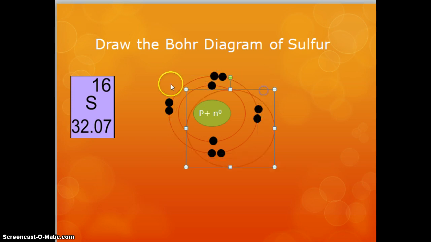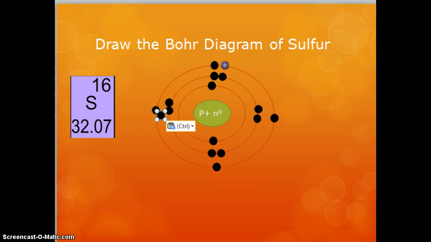All right. So how many total electrons have I drawn so far? 2 plus 8 is 10. How many total electrons do we have? 16 protons. We start out with 16 electrons. So 16. So I have a total of 10, 11, 12, 13, 14, 15, and 16. So there is your Bohr diagram of sulfur.